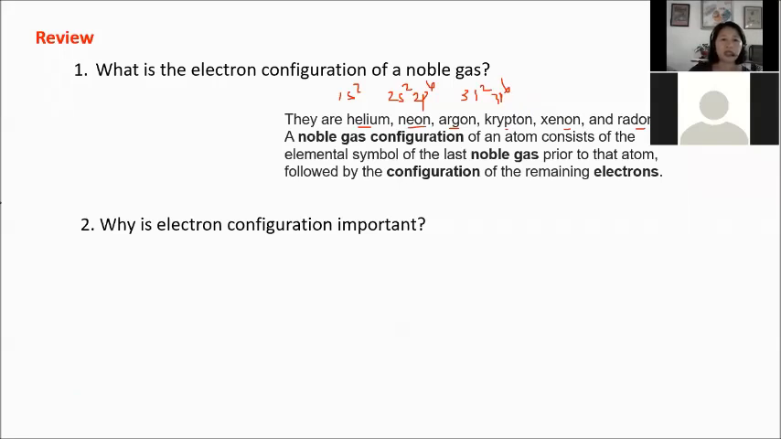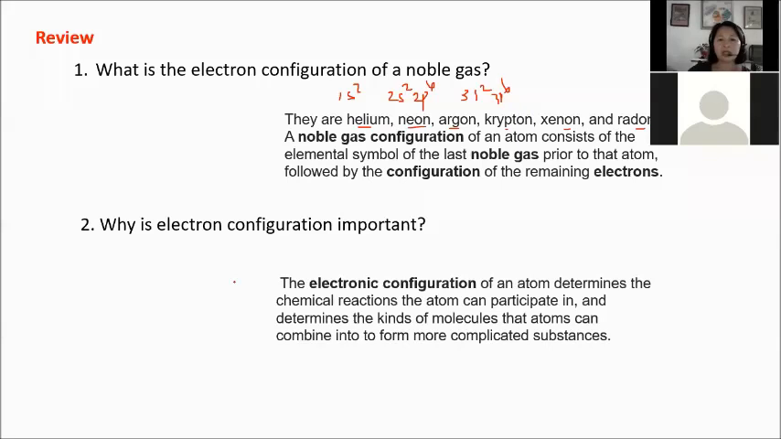Okay, so is electron configuration important? Of course, yes. The electronic configuration of an atom determines the chemical reactions the atom can participate in and determines the kinds of molecules that atoms can combine into to form more complicated substances.